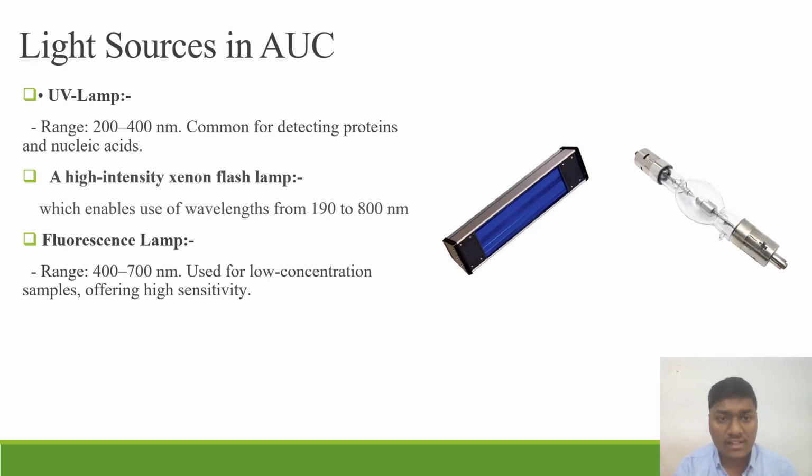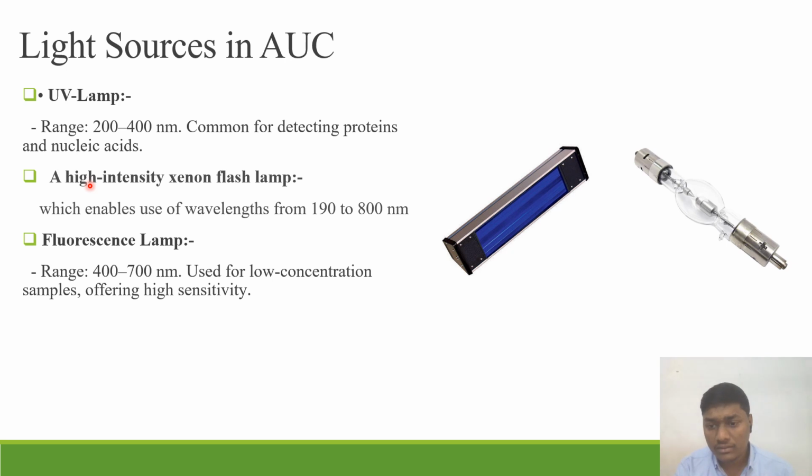Now let's discuss the components briefly. The first component is the light source. We know that the light source in AUC is very important. Specifically, it uses UV and visible wavelengths. So the first thing we use is a UV lamp. This is a schematic of how the UV lamp looks. The range of the UV lamp is 200 to 400 nanometers. It is common for detecting proteins and nucleic acids.